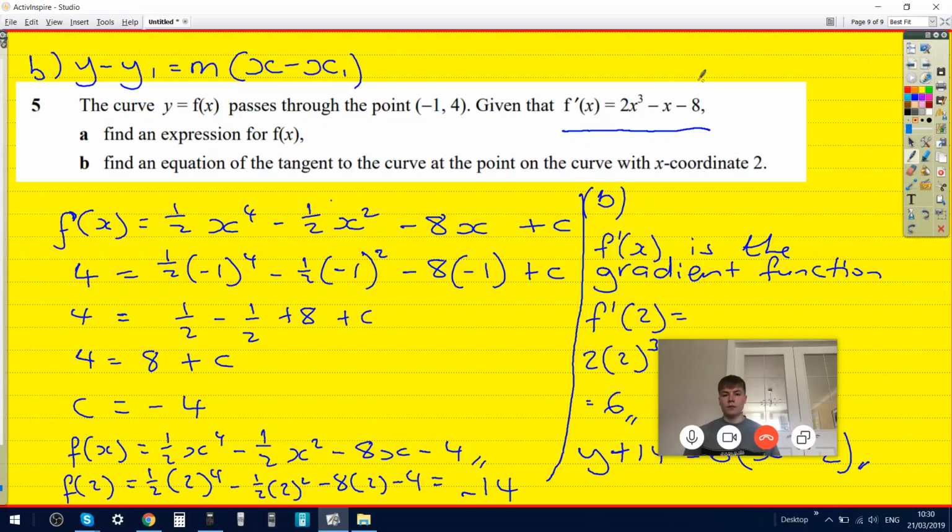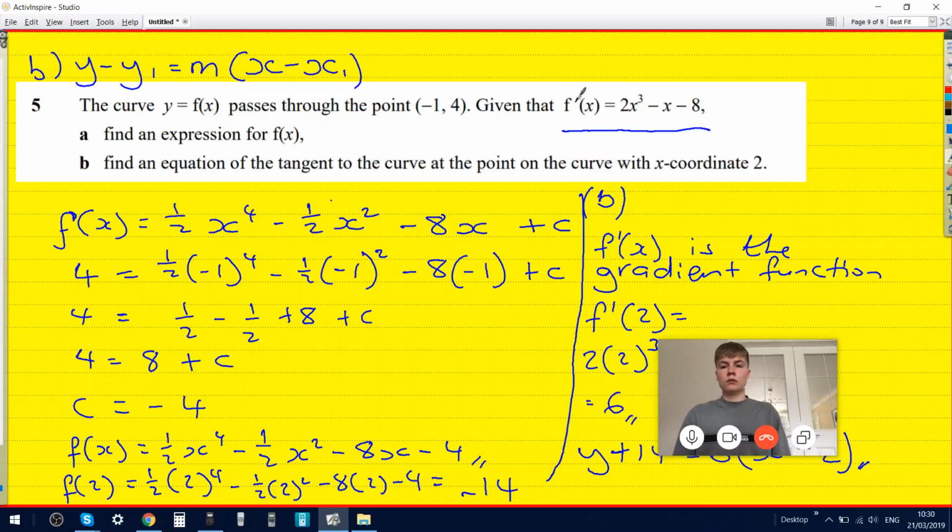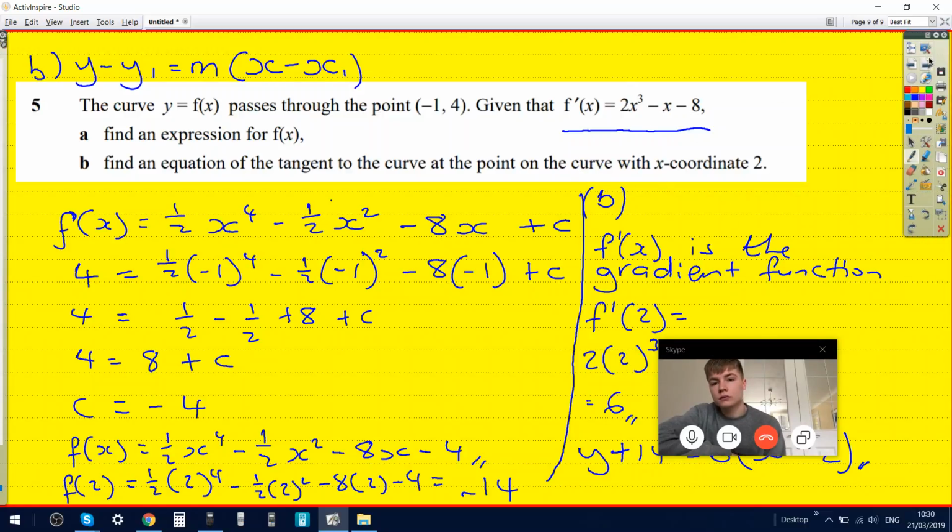Then this tricky stuff. We're given the f dash of x, integrate to find the f of x, use the coordinate to get plus c, and then to get the equation of the tangent, use the equation we just found, sub in 2 to get the y, sub in 2 to the f dash of x to get m, and then sub all 3 into the equation of the line.